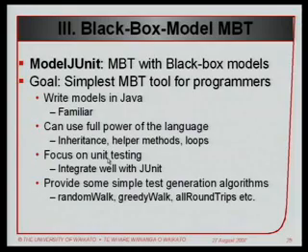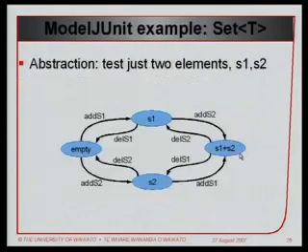ModelJUnit is kind of aimed at unit testing. It could be used for system testing as well, but I've made sure that it's well integrated with JUnit so that it works well there. And it just provides a few simple test generation algorithms: a purely random walk, a greedy walk, which tries to prefer fresh paths over used ones, all round trips, and a few other things like that. So it's quite a simple tool. So let's have a look.